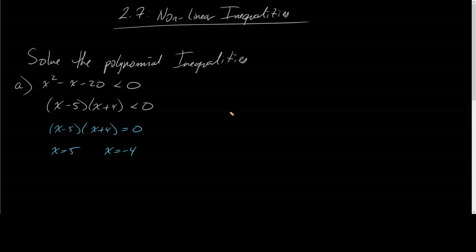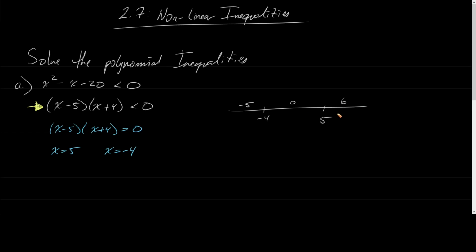What do I mean? So we're going to look at a number line, and we're going to say, well, here's negative 4, here's 5. And we're going to test around both of these into this inequality right here, so that we can see which side we care about. So for example, to test something to the left of negative 4, we can test something like negative 5. Between negative 4 and 5, we can test something like 0. And above 5, we can test something like 6.